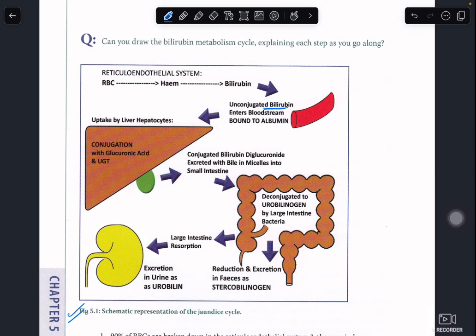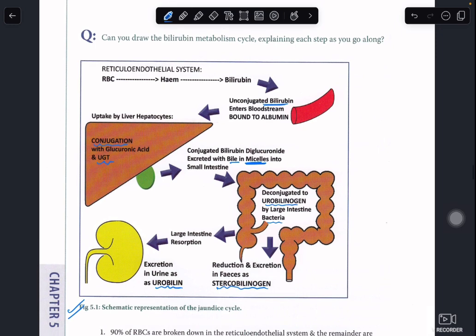Then it is taken up by the liver hepatocytes, where it is conjugated. In the liver, conjugation happens with glucuronic acid and UGT. Then conjugated bilirubin diglucuronide is released and excreted with bile in micelles into the small intestine. In the small intestine, it is deconjugated to urobilinogen by the large intestine bacteria. Then in the large intestine, it can be absorbed and excreted in urine as urobilin, or reduced and excreted in feces as stercobilinogen.